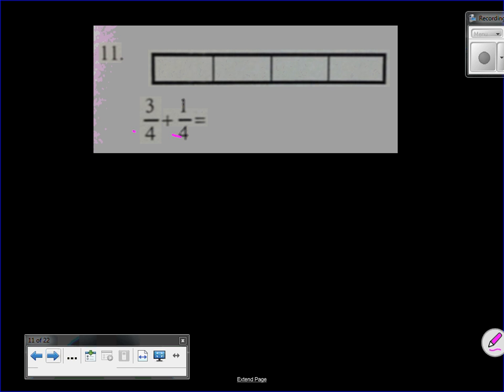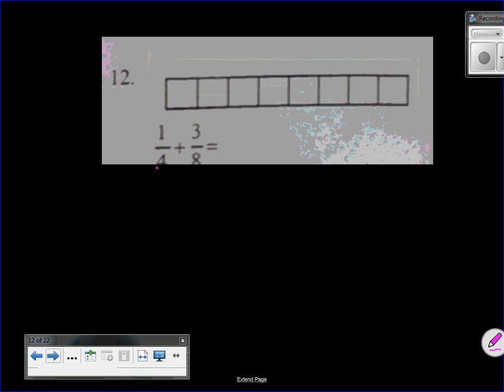Common denominators when we're adding up, we have them. So 4 is in my answer. 3 plus 1 is 4. This also equals 1. 4 and 8. This is supposed to be a 4. This is supposed to be an 8.